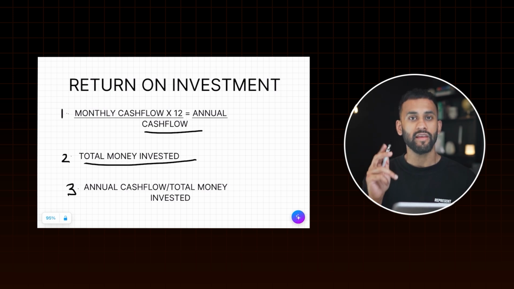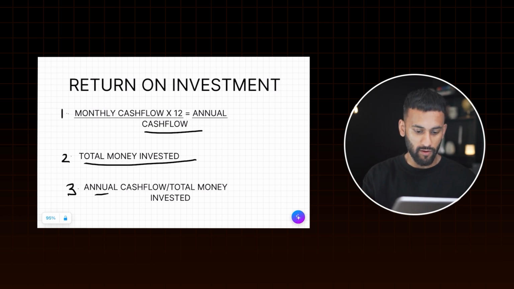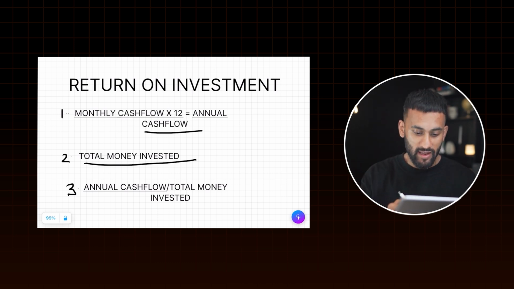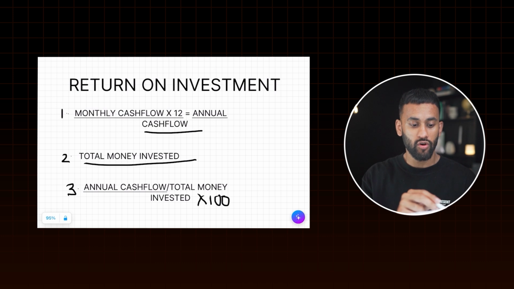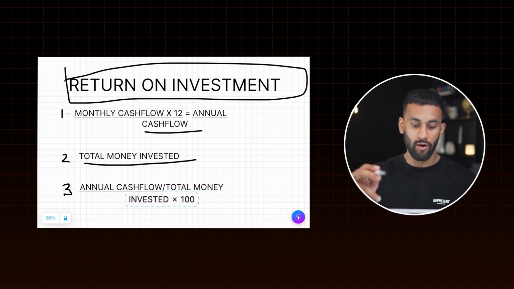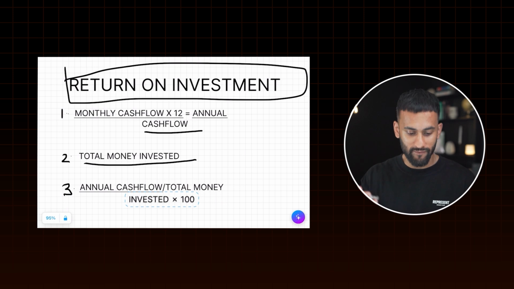And then the final thing, step 3, is take your annual cash flow and divide it by total money invested, and then times that by 100, which will then give you your return on investment. So just to repeat, it's your annual cash flow divided by total money invested, and then you times that figure by 100 to get a return on investment as a percentage.